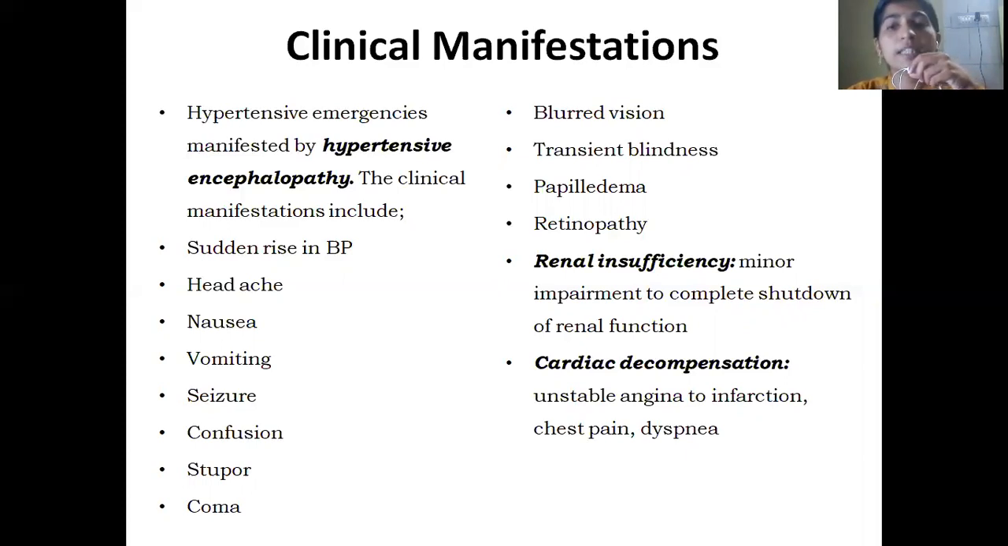And renal insufficiency will range from minor impairment to complete shutdown. In the first stages it may be a minor problem in the kidney, and it will lead to complete shutdown or renal failure. Cardiac decompensation is the same, and stable angina to infarction. Unstable angina, the first ischemic stage, will lead to MI if the initial symptoms are missed. Chest pain and dyspnea are very common. So we can correlate all these clinical manifestations with the target organ damages.